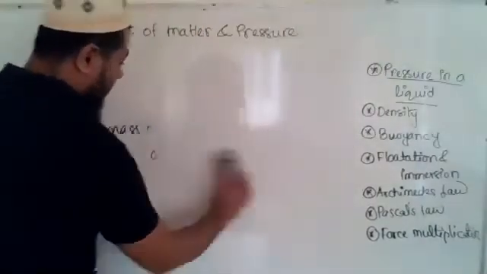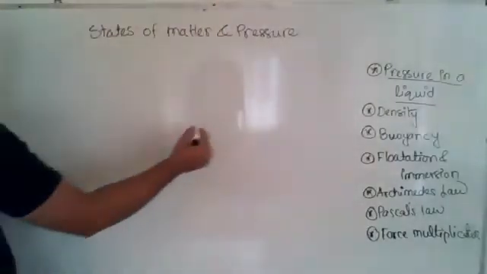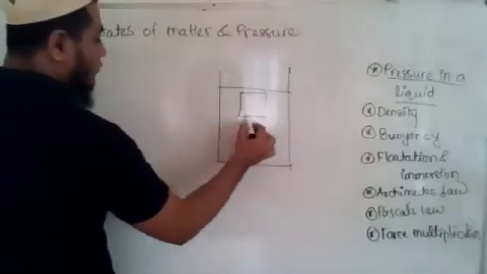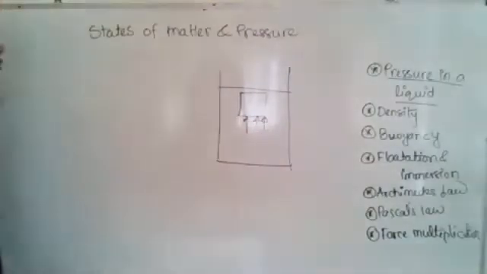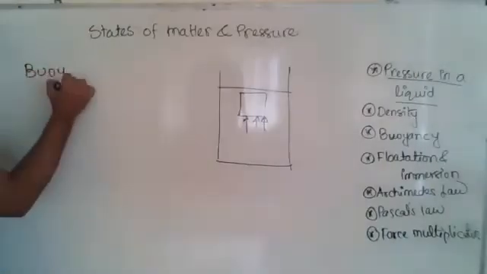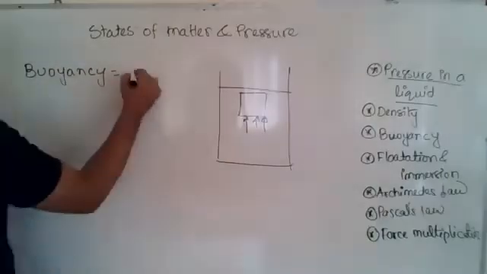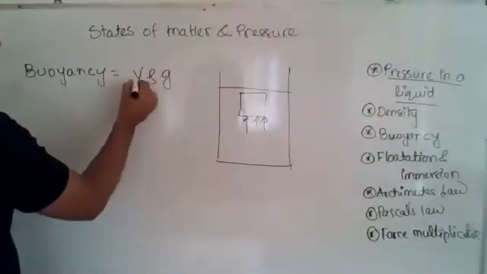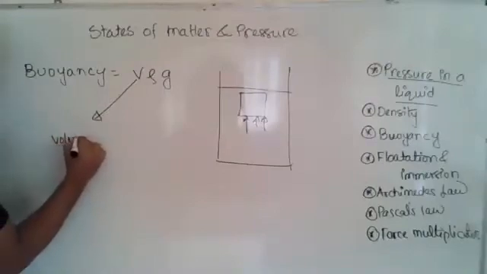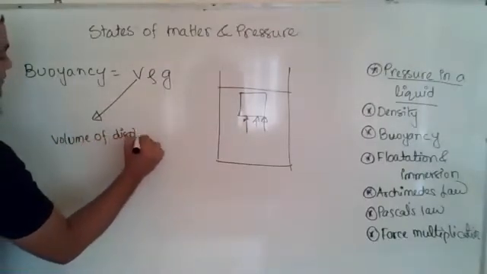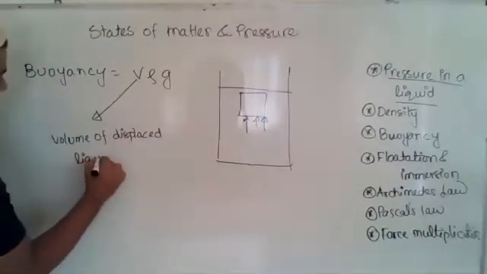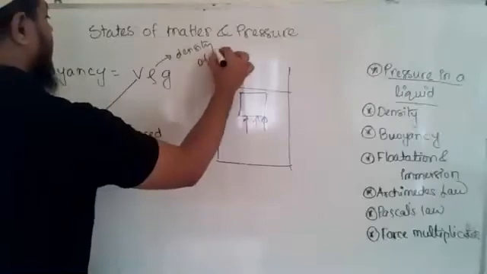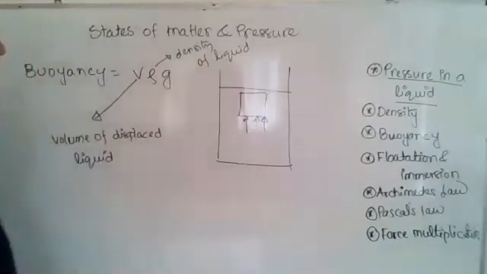Then we have buoyancy. We know that whenever we submerge any object in any liquid, an upward resultant force acts on it, right? That upward resultant force is known as buoyancy. And the equation to calculate buoyancy is V rho G. Now we need to know what is V, what is rho, what is G. V is the volume of displaced liquid, and rho is the density of the liquid. Always remember, density of the liquid, not the object. And G is acceleration due to gravity, that you know.